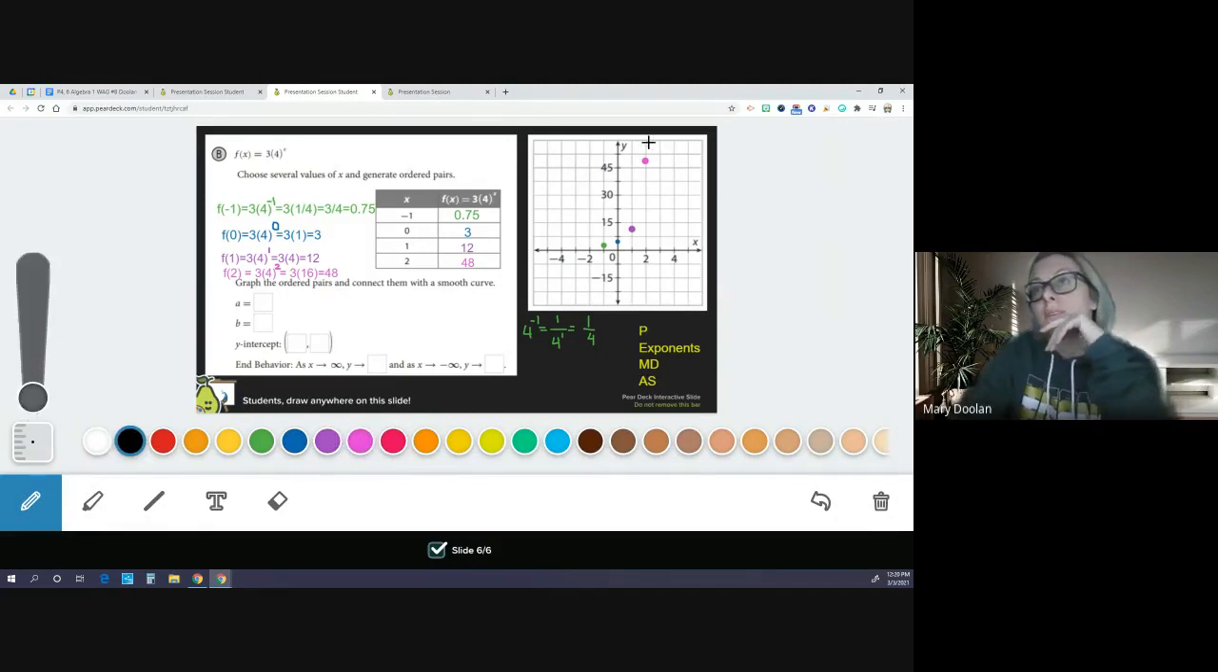So you want to definitely pass through your points. And then you're never going to actually get to the x-axis. You'll get close to it. Okay, that's as smooth as my curve is going to get here.